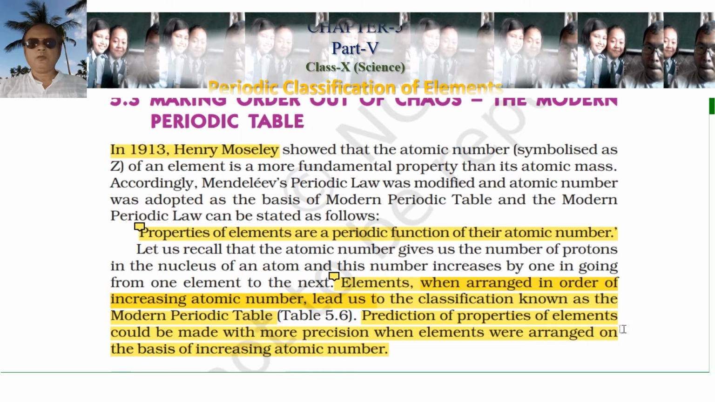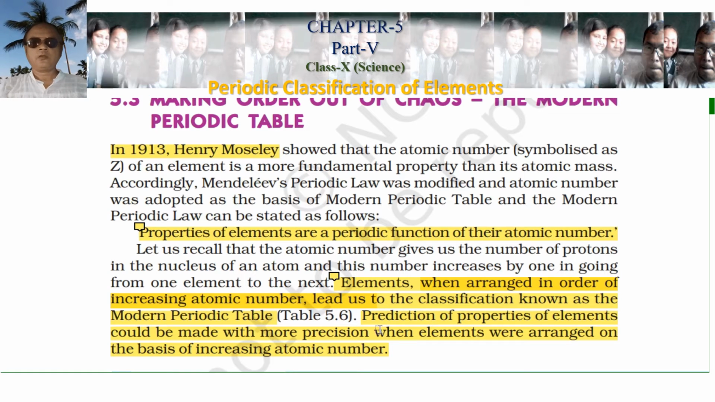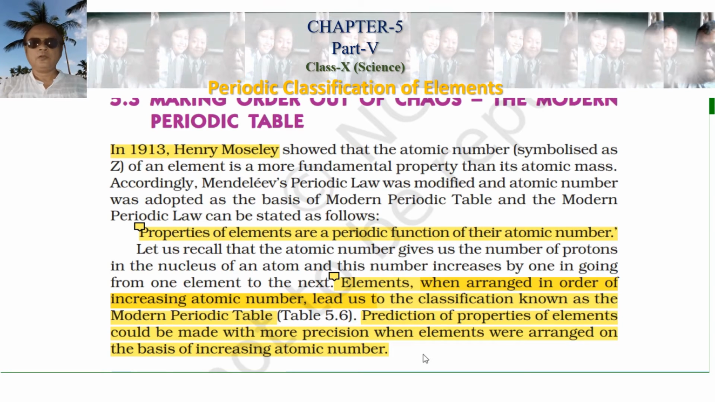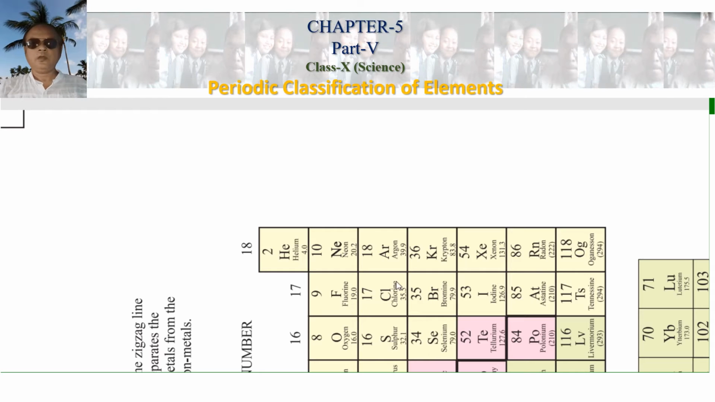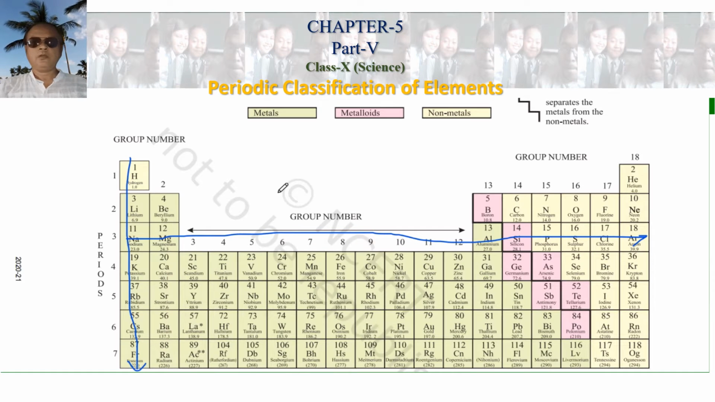Prediction of the properties of the elements could be made with more precision when elements were arranged on the basis of increasing atomic number. Now here is the periodic table. We can see it here.